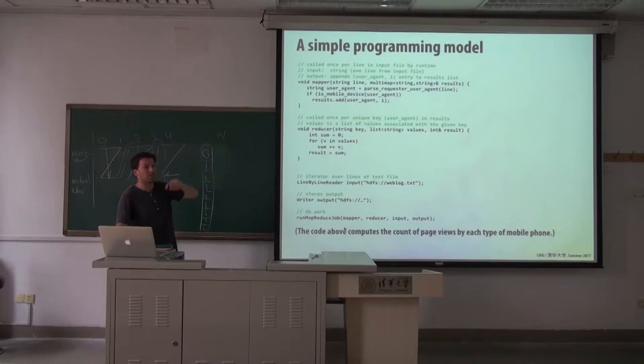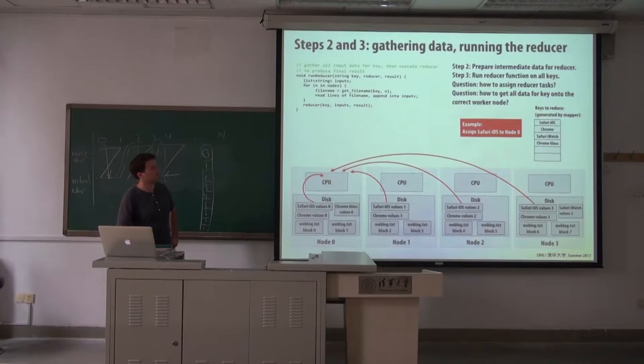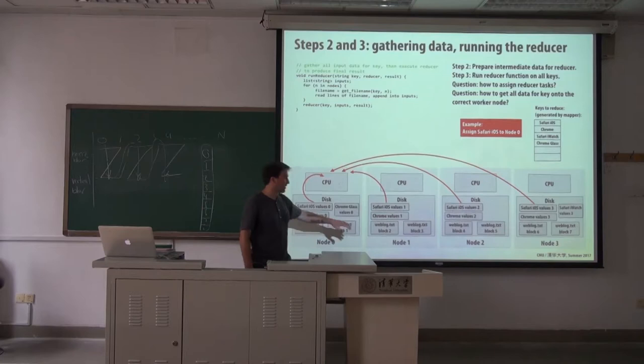And after we have all these different key value pairs, I have to run Reducer on every unique key. So we're here at this point, because right now we just decided to run the Reducer on node 0 for Safari, and we're going to run the Reducer for Chrome on node 1 and so on.